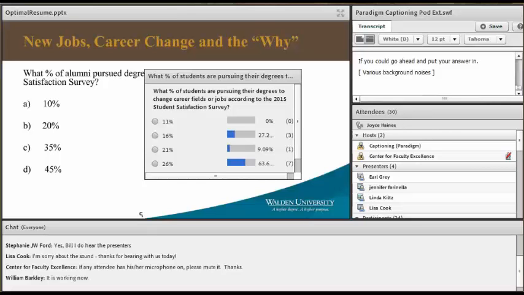So the top response that you're indicating is 26%. Actually, it's a little less. It was 21%. But it's still pretty significant, because it's about 1 in 5. And that's not the students that are consulting us for career advising. Those are the students who indicated they're changing careers in the student satisfaction survey. So that's a pretty big percentage, pretty significant. Next slide, please.